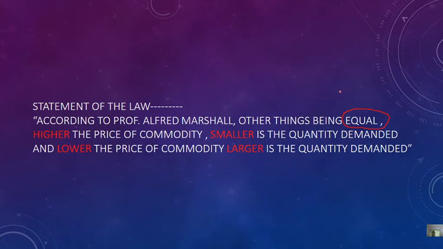As we studied in the first topic, one of the features of microeconomics is ceteris paribus, which means other things being equal. That is, income should be constant, taste, habit, preferences should be constant, there is no change in price, no change in size and composition of population. So all these things must be equal, that is, no change in all these other things which directly or indirectly determine the demand. All these things must be equal for the practical application of the statement of law of demand.